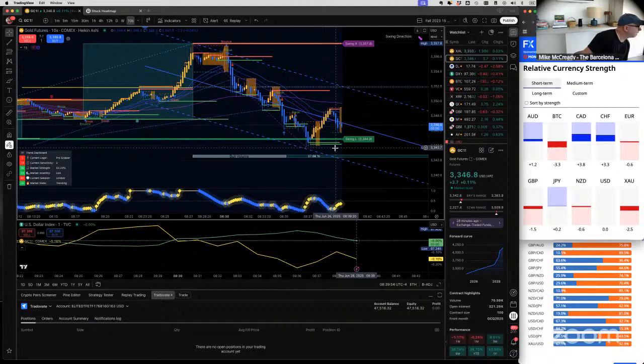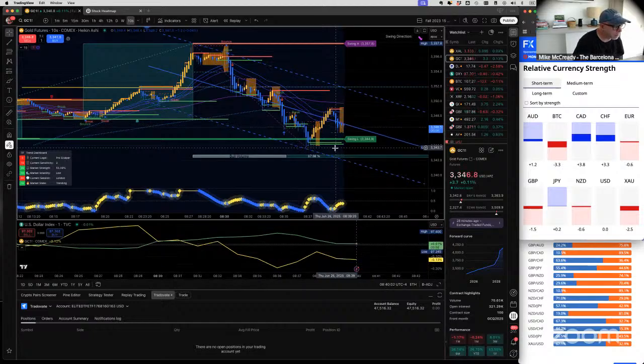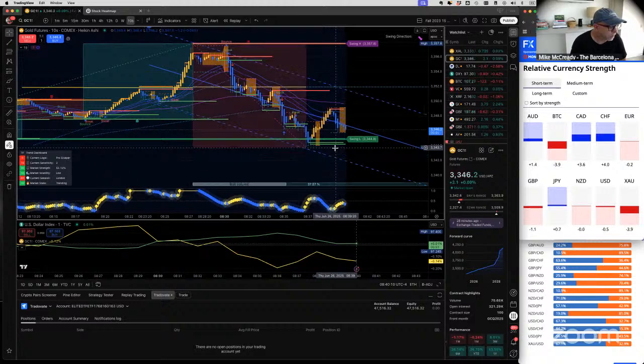which is at 33.31. But it's a thick support. It goes from 33.31 all the way down to 33.28. And then right below that at 33.27 is the daily pivot. So I'm not trading down until we're below the daily pivot.